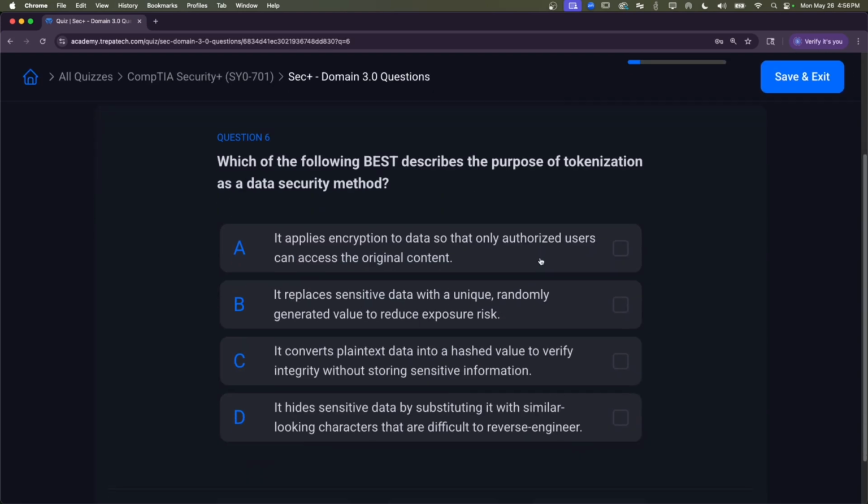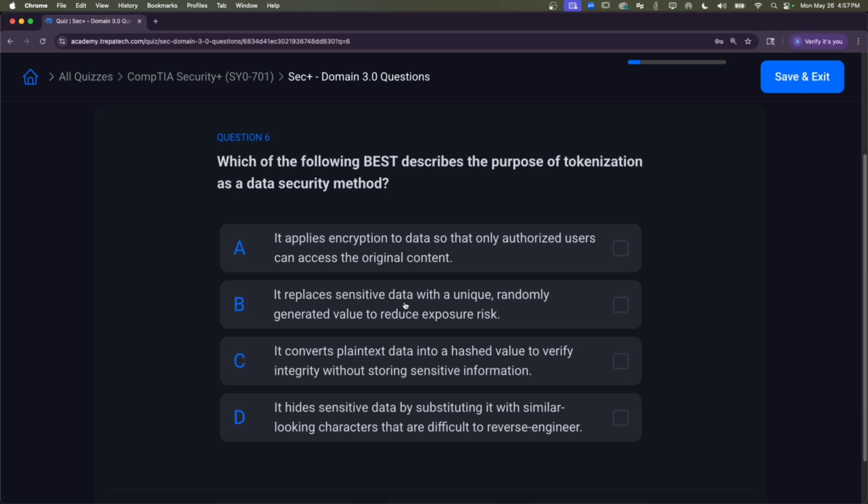Question 6. Which of the following best describes the purpose of tokenization as a data security method? So tokenization is going to replace something sensitive with a non-sensitive, what we call equivalent. So let's take a look. Doesn't convert. I would say D and B is what we're looking at here, right? It doesn't do encryption at all. Doesn't hash, doesn't encrypt. So B replaces sensitive data with a unique randomly generated value to reduce exposure risk.